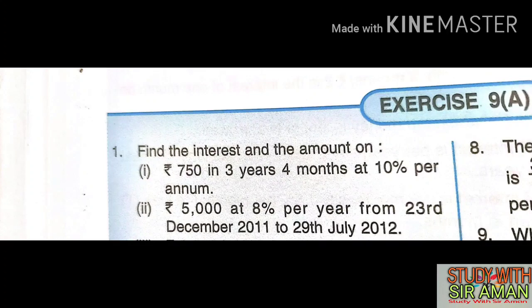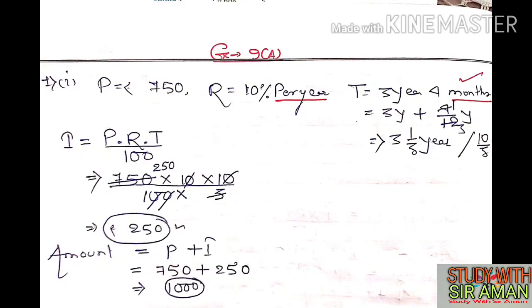Now check here nicely. Rate is given in years and time is given in years and months. Year is okay. This 4 months you have to change. How? See. Time is 3 years 4 months. 1 month is equal to 1 by 12 year. So 4 by 12 it will become years. 4 ones are 4, 4 threes are 12. So 3 1 by 3 means 10 by 3 years.